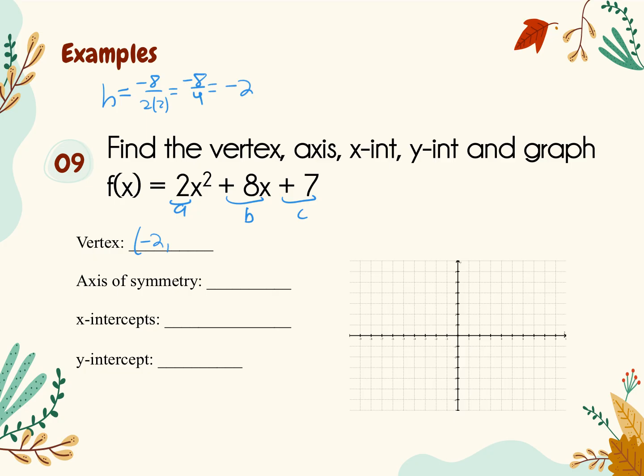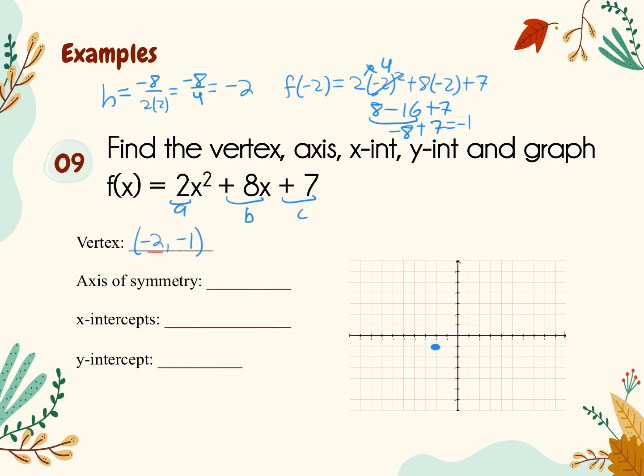I can go ahead and plug that into my function. So I want to find f of negative 2 to get the y-coordinate. And this is going to be 2 times negative 2 squared plus 8 times negative 2 plus 7. All right. And then negative 2 squared is 4, and 4 times 2 is 8. So I get 8 plus 8 times negative 2, which is negative 16. So I'm going to say 8 minus 16, and then plus 7. 8 minus 16 is negative 8, plus 7 is negative 1, right? So I get the y-coordinate of my vertex is negative 1. Let's plot that point.